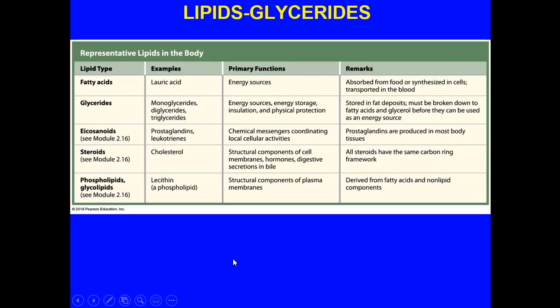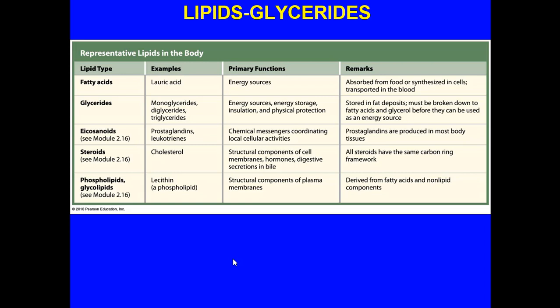Now, there are representative lipids in our body. Fatty acids, an example is lauric acid. Glycerides, those are monoglycerides, triglycerides, diglycerides. There's another type of lipid that's called eicosanoids, and these include prostaglandins and leukotrienes. We're going to talk a little bit about those.